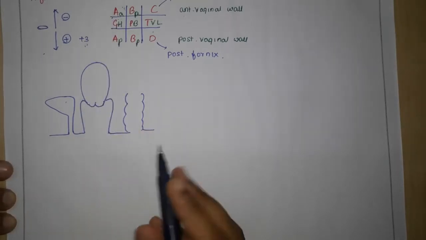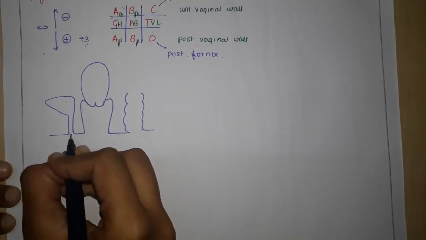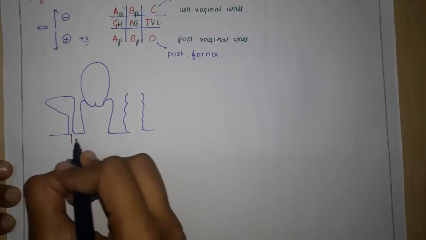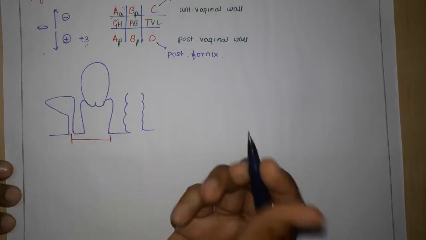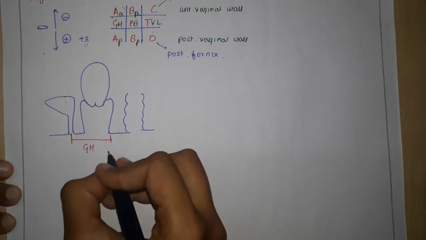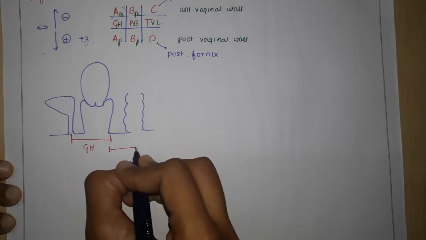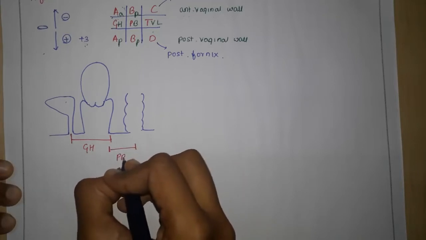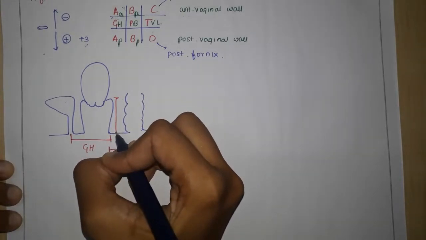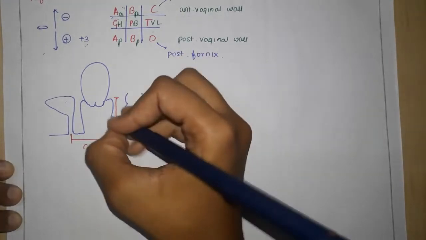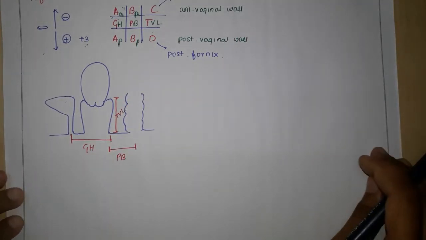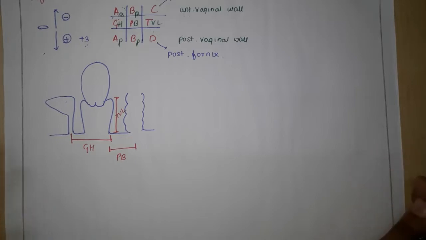GH is the genital hiatus. It extends from the midpoint of the external urethral meatus till the posterior part of the hymen. This is GH. Next is PB, that is from the posterior hymen till the middle of the anus. And total vaginal length is this, that is from the hymen till the posterior fornix. This is TVL. So these are the points of the middle row.